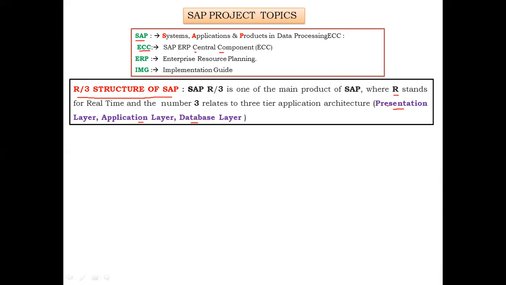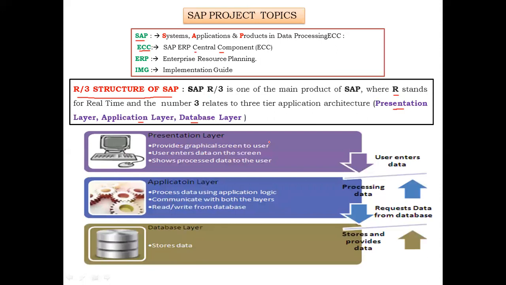Let me go through this application, how it works. See here: presentation layer, application layer, and database layer. The presentation layer is the one in which the end user can interact with the system. This provides a graphical screen to the user. The user enters the data on the screen and is shown the processed data.